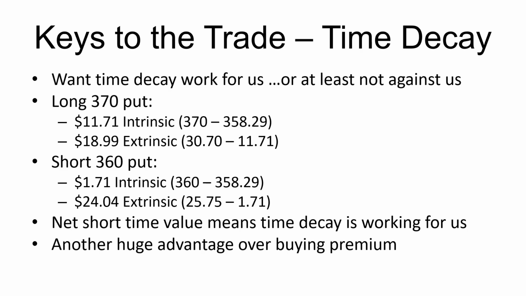Plus, I have to put out much less capital in order to make that trade. If I just wanted to do the 370 put, I'd have to put out $30. But I just put out $5 by adding that sold 360 put. So it reduces my capital allocation by quite a bit and still leaves plenty of room for profit.